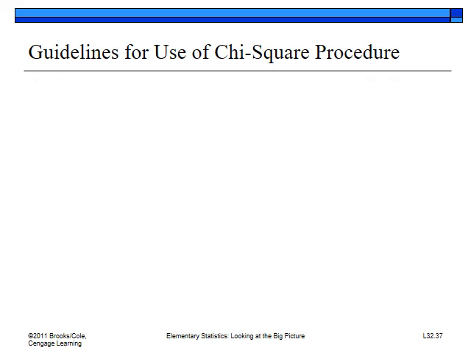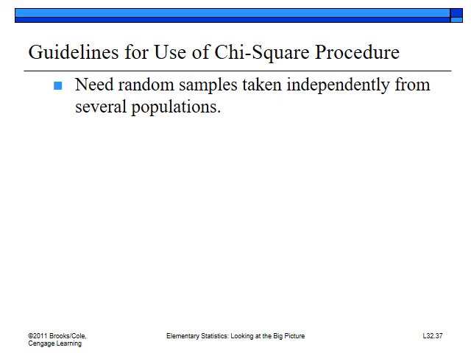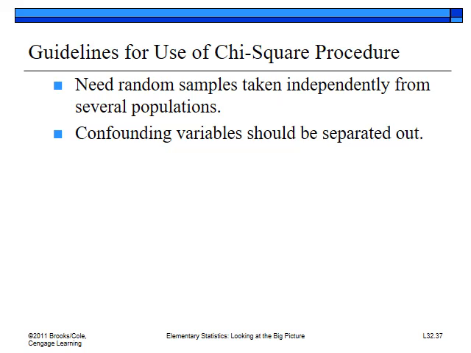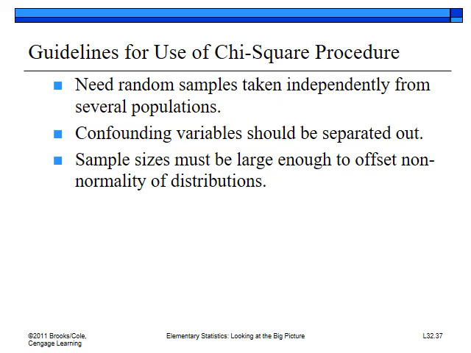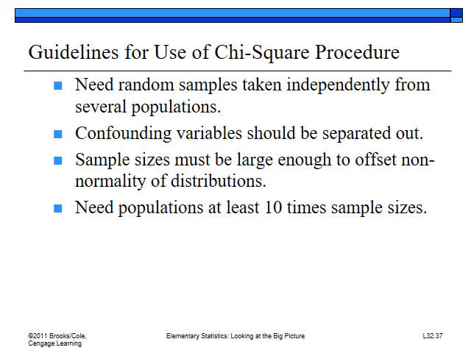So let's talk about our guidelines for chi-square. In order to use the chi-square procedure, our samples need to be random and they need to be taken independently from several populations. We need this for every test that we do. Confounding variables need to be separated out. Again, we needed to do that also in all the last examples that we've looked at. The sample sizes must be large enough to offset non-normality of distributions. We've needed that for everything too. The populations need to be 10 times the sample sizes. That sounds familiar as well.